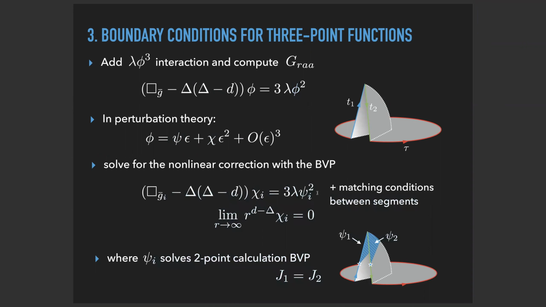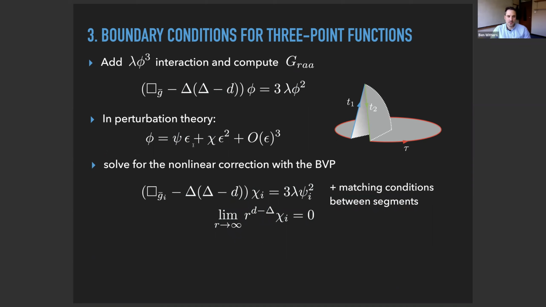Sorry, what was epsilon? Epsilon is a formal parameter which I've set to 1, but it tracks the number of powers of sources. You can think of psi as being order J, and think of chi as being order J squared. This is the order J squared piece, and so if we compute the vev of phi, the J squared piece will be given by the vev piece of chi, and so we just take the second variation of that, and that will be our 3-point function.